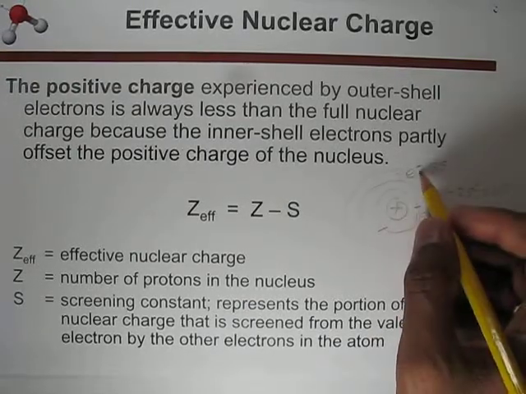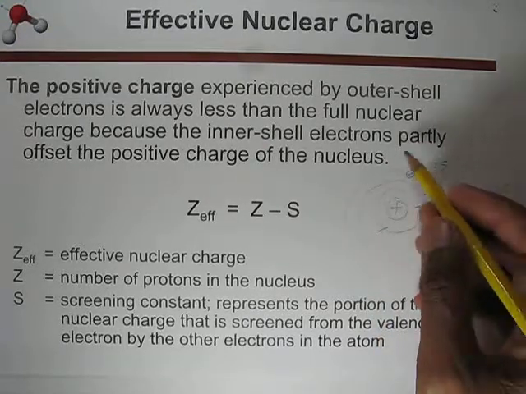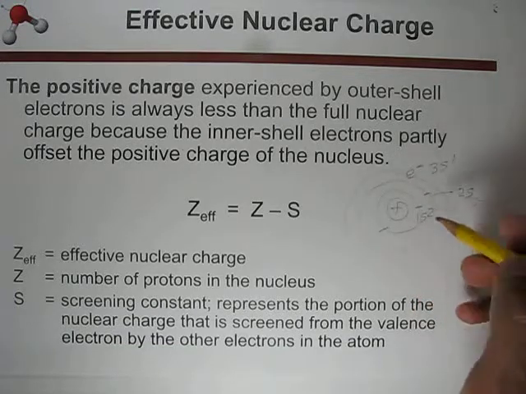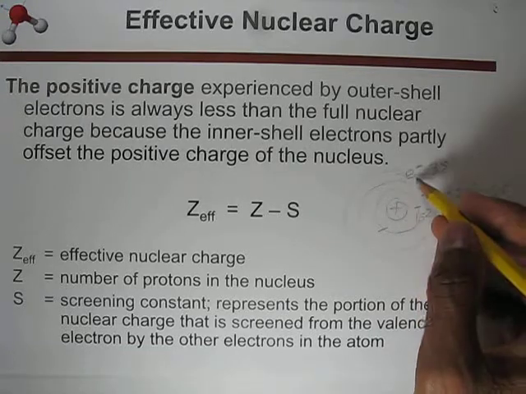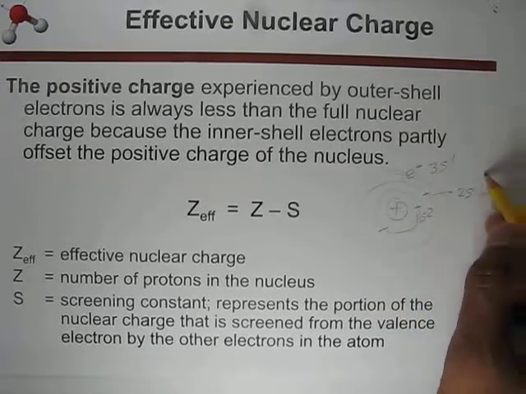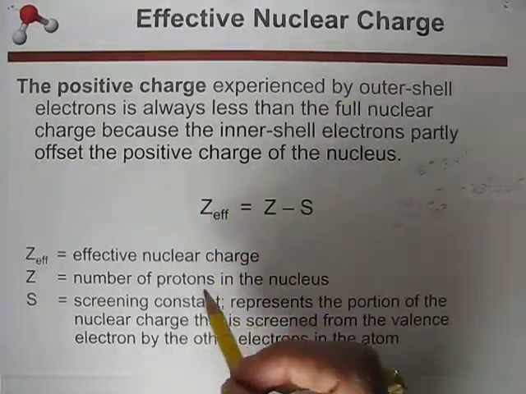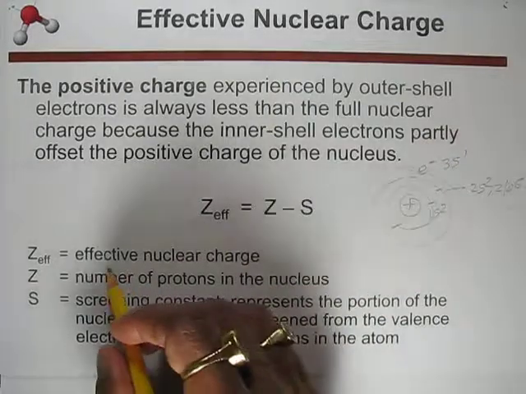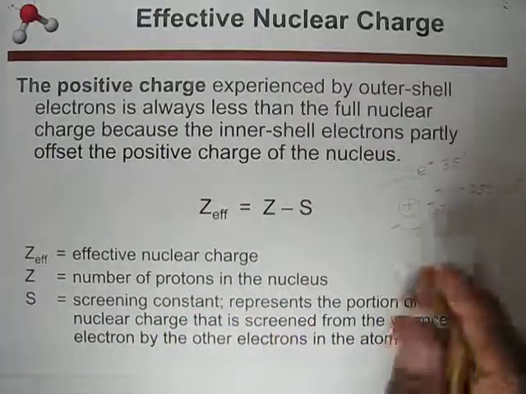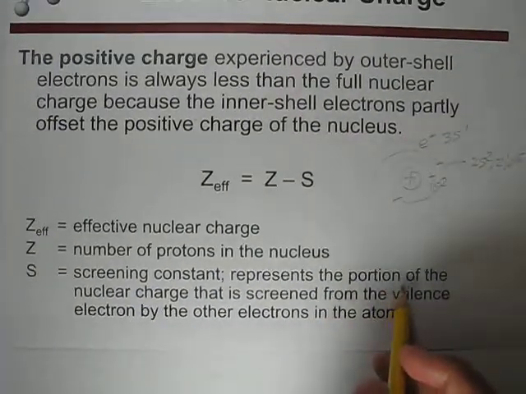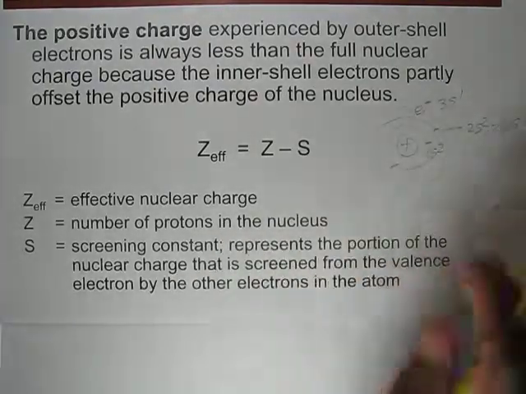The valence electron, which is the last electron on the outermost shell, or the electrons in the outermost or valence shell, experience less positive charge attraction from the nucleus because of these screening electrons, and that is called the effective nuclear charge. So once again, the same formula: Z is the protons in the nucleus, and the screening constant represents the portion of the nuclear charge that is screened from the valence electron by the other electrons in an atom.